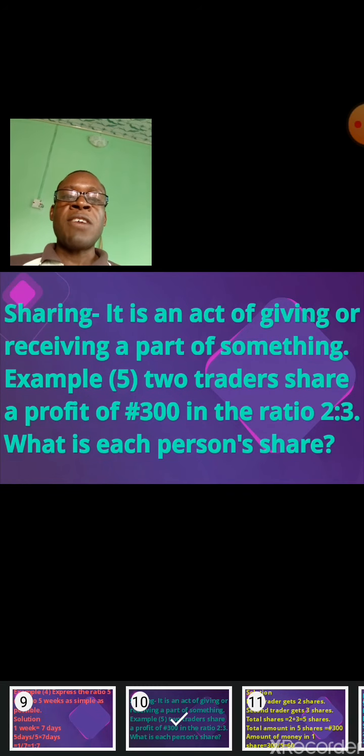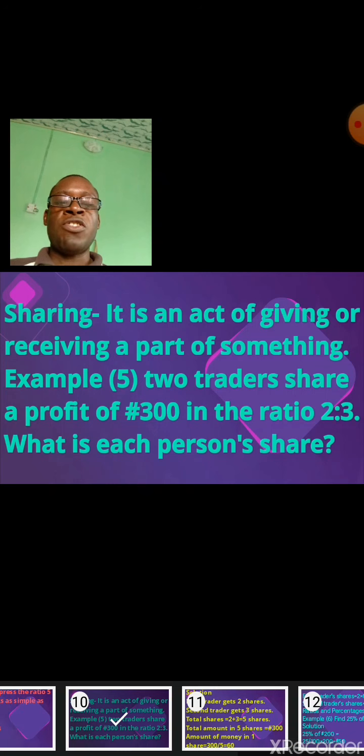The next is sharing. It is an act of giving or receiving a part of something. Example 5. 2 traders share a profit of 300 in the ratio 2:3. What is each person's share?